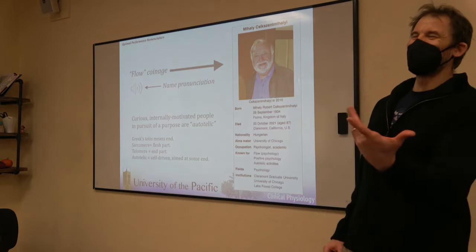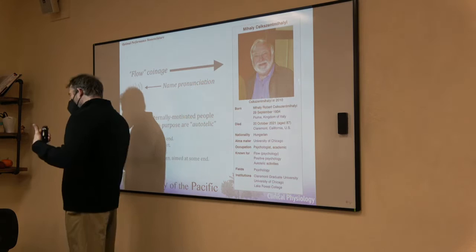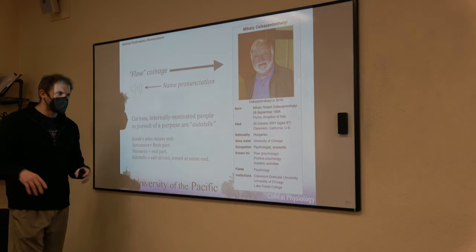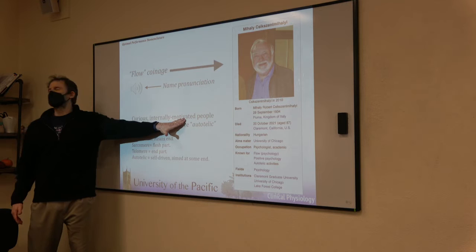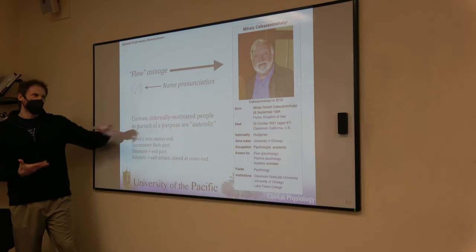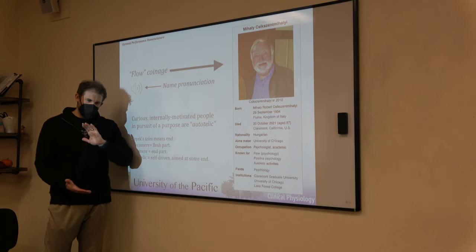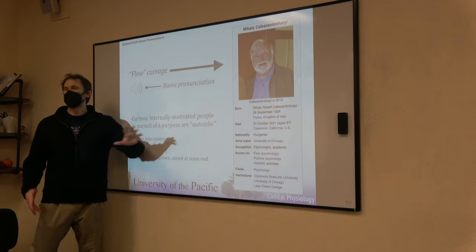Remember the line? Some of you will know that's a little bit like his name. But he's really Gregor Mendel, you know, like the father of genetics. Okay, let's call him the father of flow. The nomenclature comes from him, but he refers to intrinsically motivated people, internally, not externally, not extrinsic, people who are curious and ambitious, in pursuit of an end, in pursuit of a goal, as autotelic. That's how he describes these people.